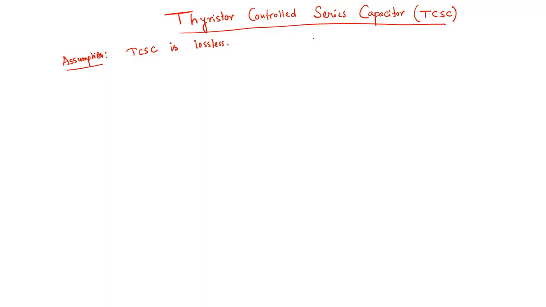Now, what is the basic schematic diagram? In the last class I showed that the basic schematic of the TCSC is something like this. We have a fixed capacitor and a variable reactor, and the reactance of this reactor is varied through thyristor control. So, this is the basic schematic or circuit diagram.